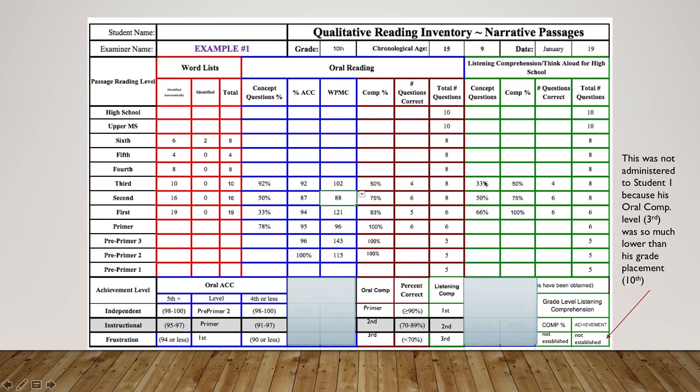One thing I do want to tell you though is, if in the course of your testing, maybe not with this kiddo, you already had administered a high school level, because that just was part of the comprehension, you can just use that data. You don't have to administer another passage.